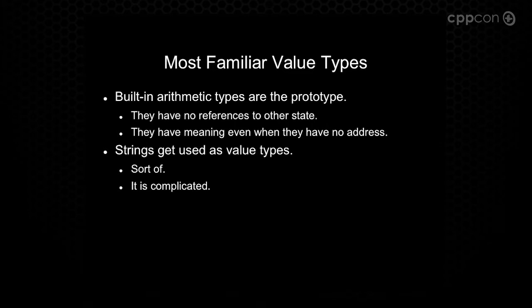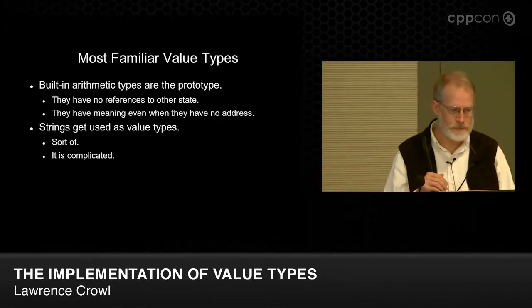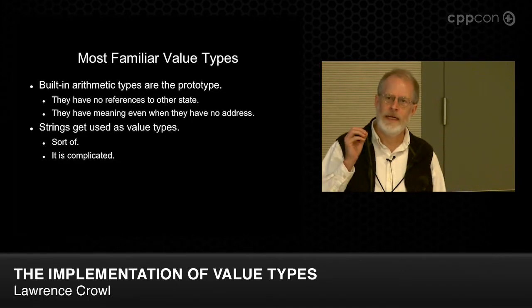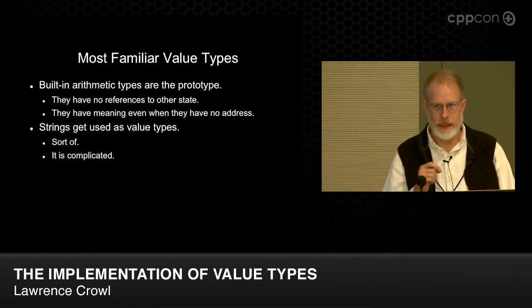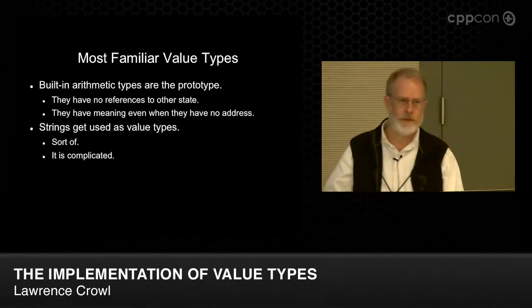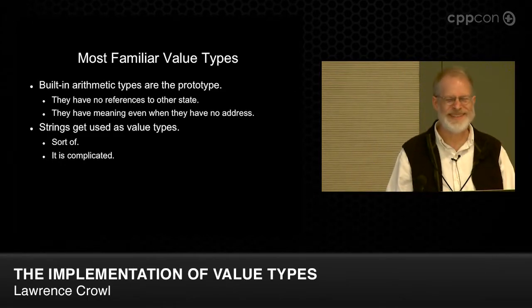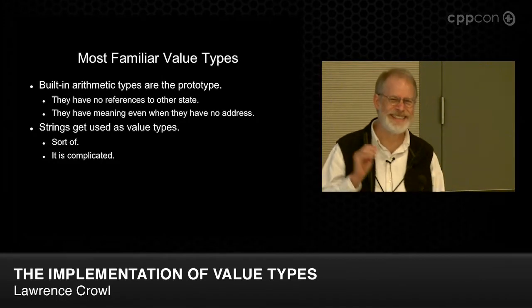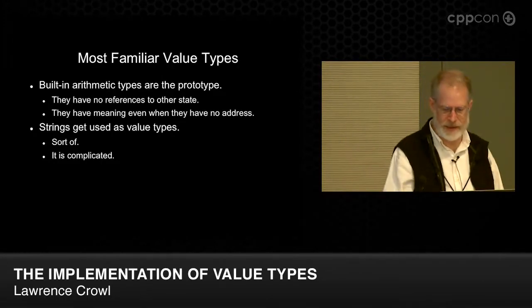What are the most familiar value types we use? Well, the built-in arithmetic types are the prototype value types. Those are the things people think of. The other thing we have is strings. We often use strings as value types. We create them, we pass them around, etc. But they're not really quite value types. It's complicated. I'll get into that a little bit later.